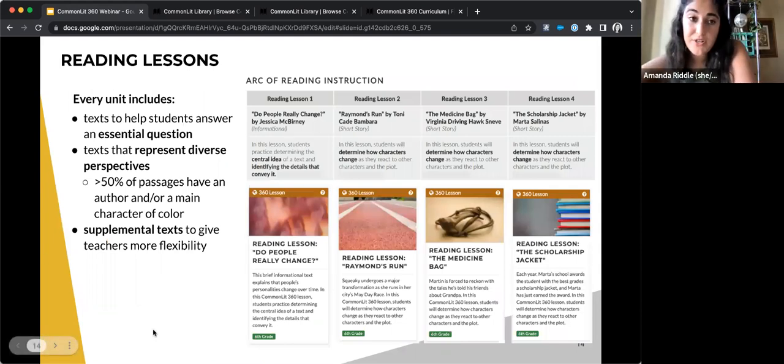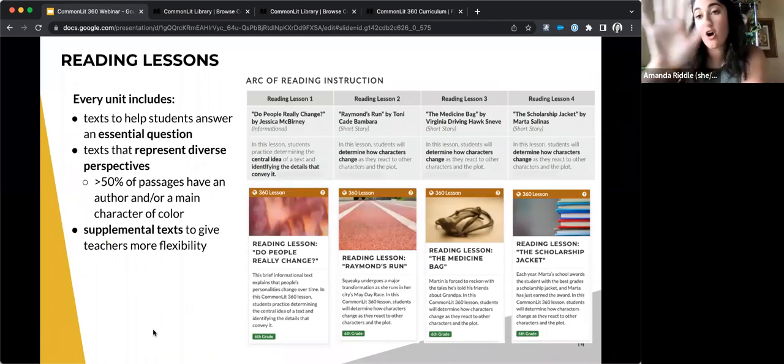At the core of our units are our reading lessons. Every unit includes really high quality reading lessons that clearly form a tight arc of reading instruction to hit all of the key standards and skills while constantly speaking back to that essential question. What you're looking at here is our text for 6th grade Unit 1, Characters Who Change and Grow. And the essential question focuses on how characters change because of different relationships and events in their life.